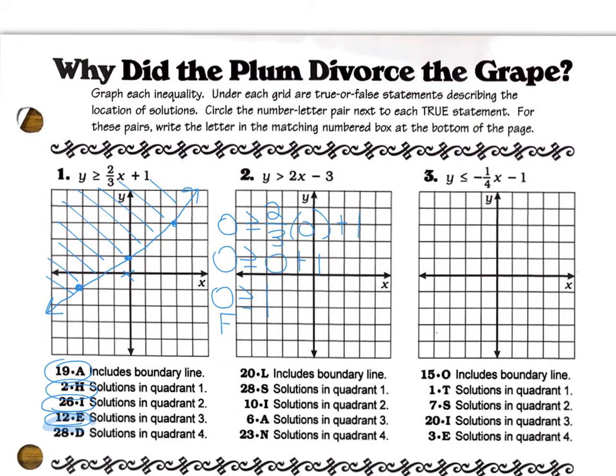Okay? So the next one, just to show you something else, it is a greater than, but it doesn't have an equal to, right? So that would be a dashed line. So for that one, it does not include the boundary lines, so we would not circle that one on number 2.